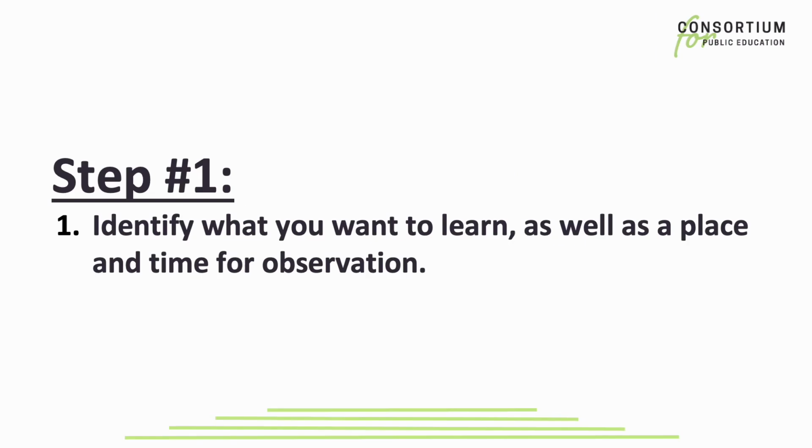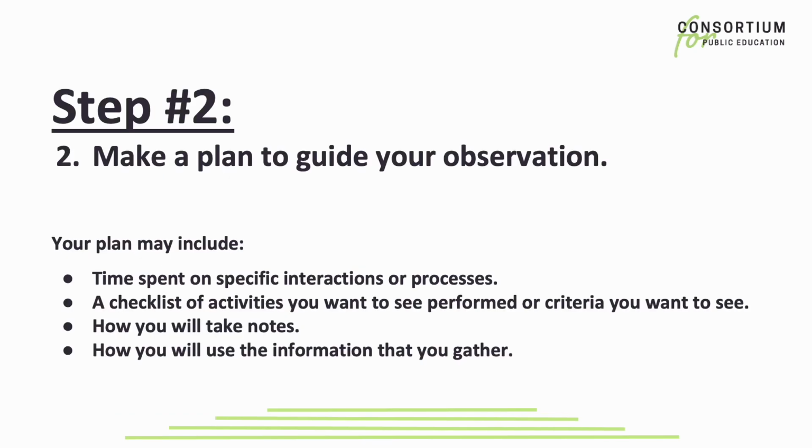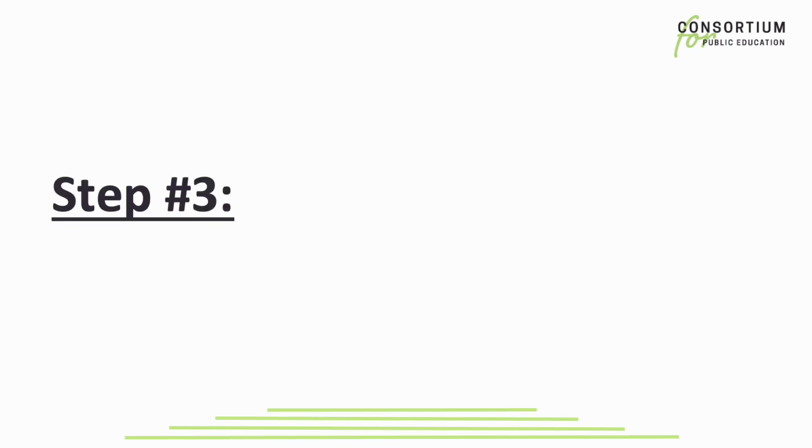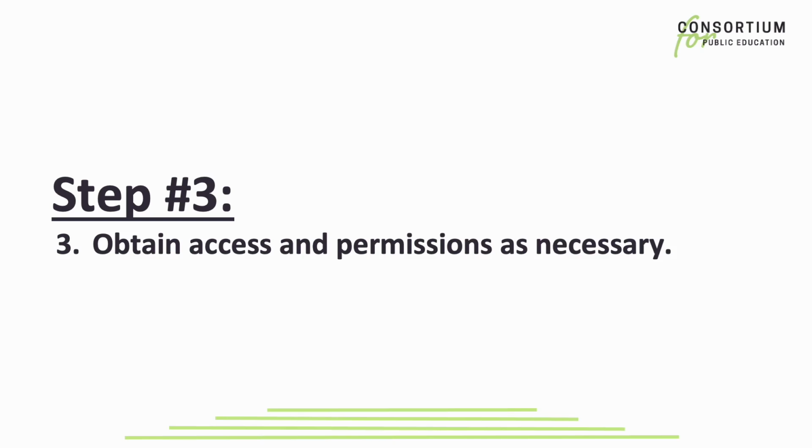Regardless of which method you choose, you can follow a general process to get you started and add in the nuances. Step 1. Identify what you want to learn, as well as a place and a time for observation. Step 2. Make a plan to guide your observation. Your plan may include how much time you'll spend on specific interactions or processes, a checklist of activities you want to see performed or criteria that you are evaluating, how you will take notes, and how you will use the information that you gather. Once you have a plan, your third step is to obtain access to the location you want to observe and permission as necessary.